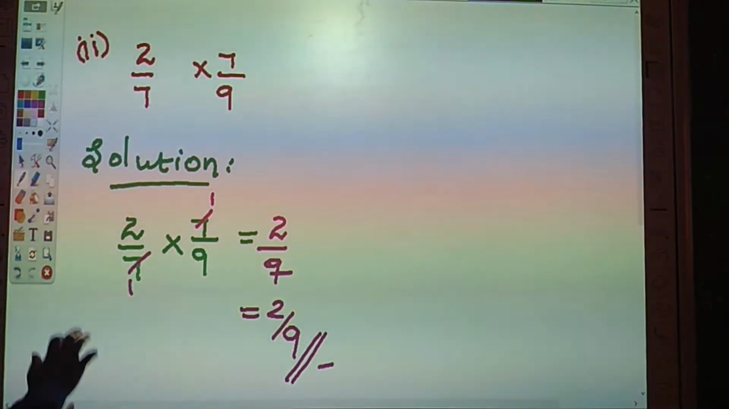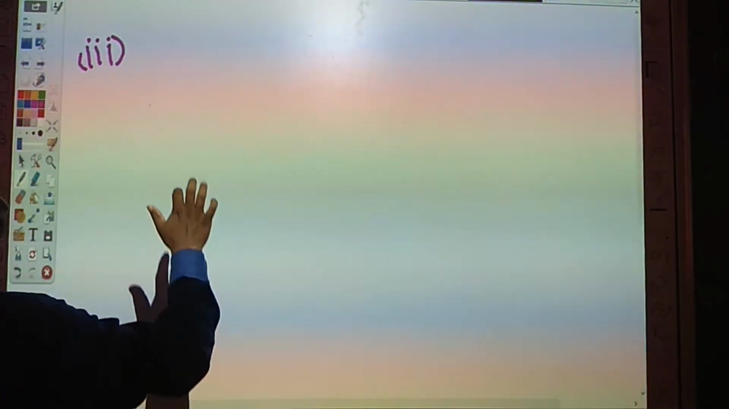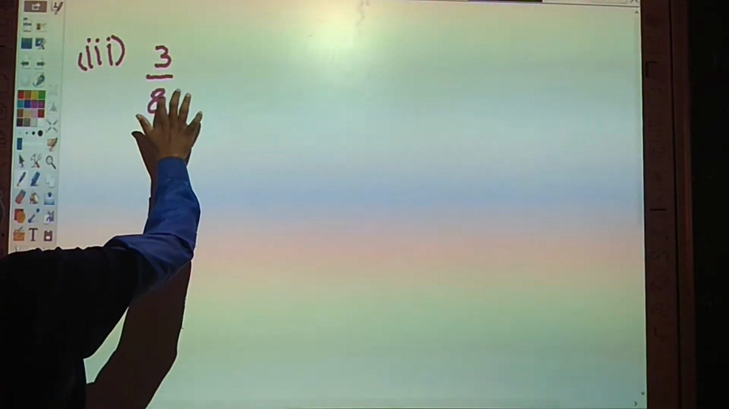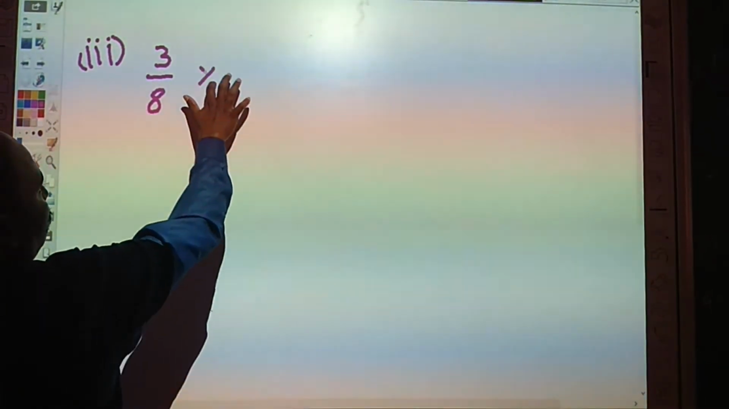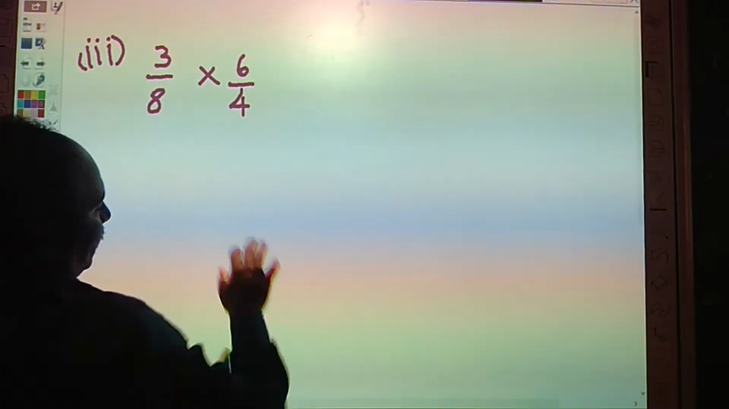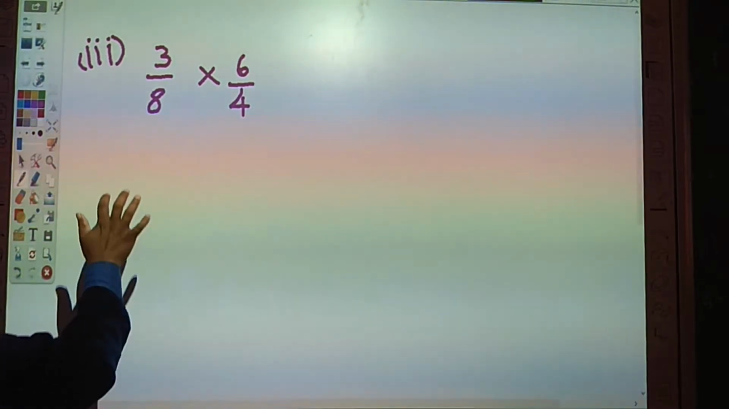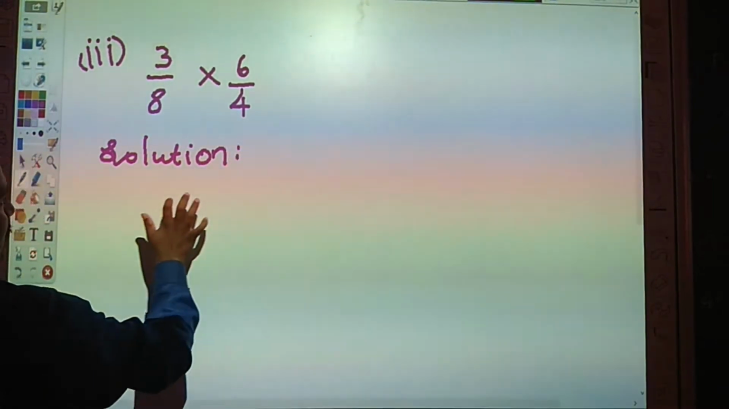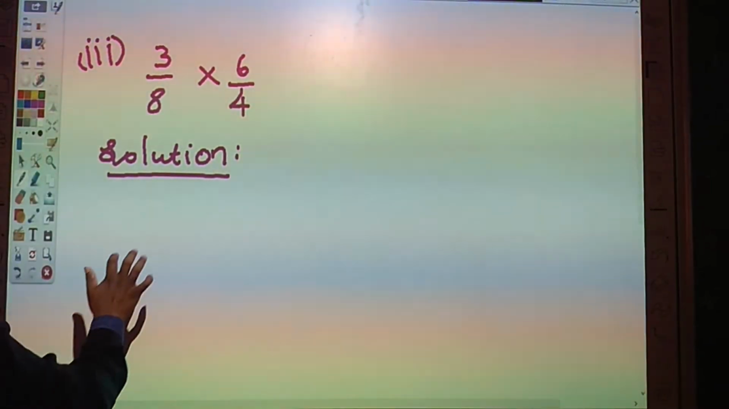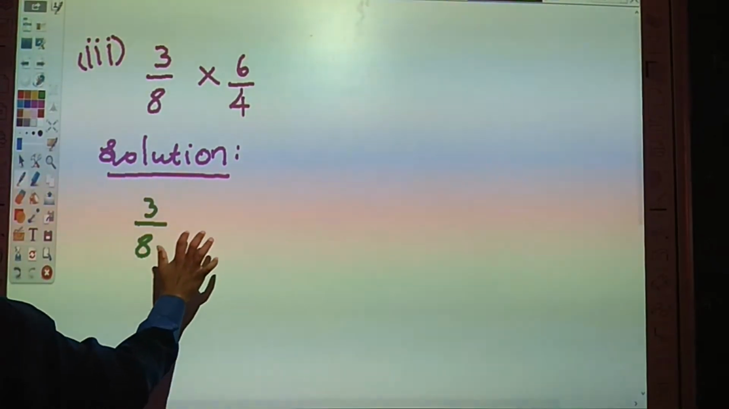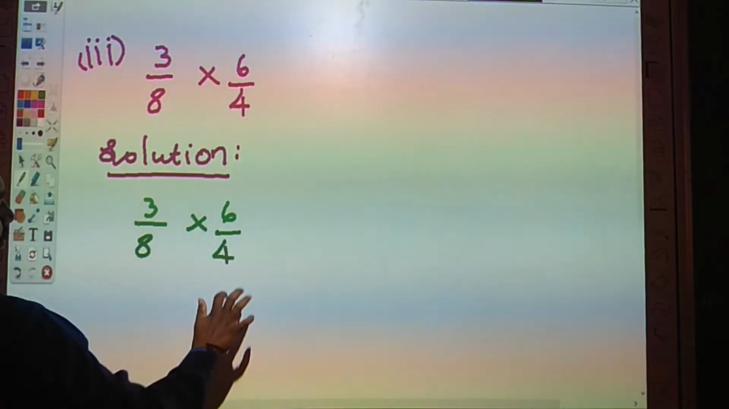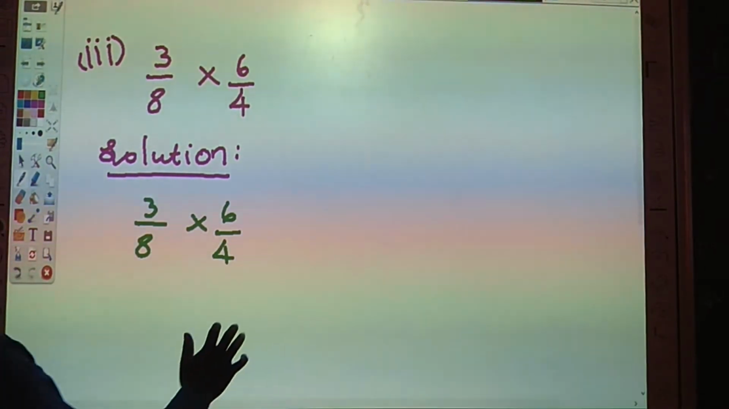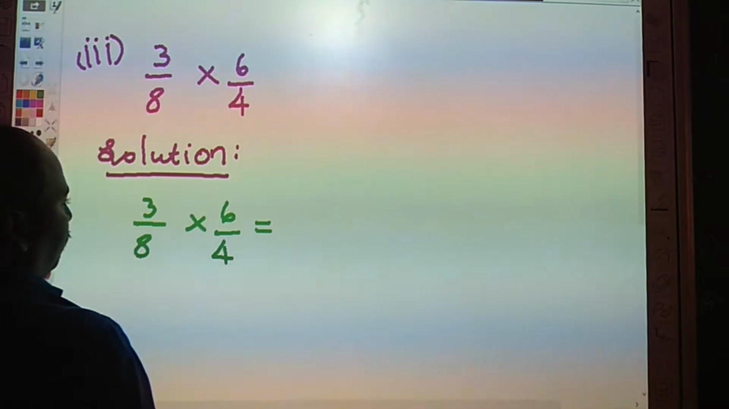The next one, third one. 3 by 8 into 6 by 4. We want to multiply and reduce to the lowest terms. Our question part is 3 by 8 into 6 by 4.